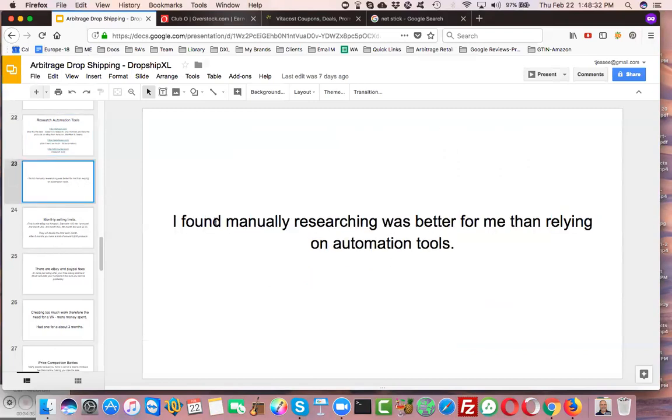So you found manually searching was better for you than relying on those automation tools. I found that out myself as well, because you're able to be more precise with paying attention to the things that systems can't really observe. You're able to connect the dots a lot more efficiently, especially seeing the big picture, right?